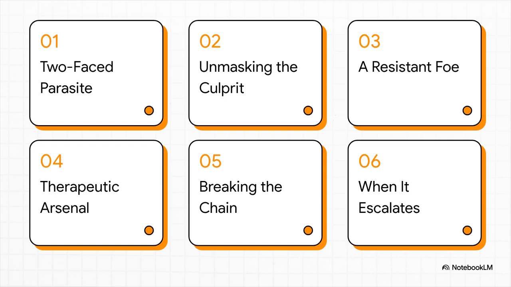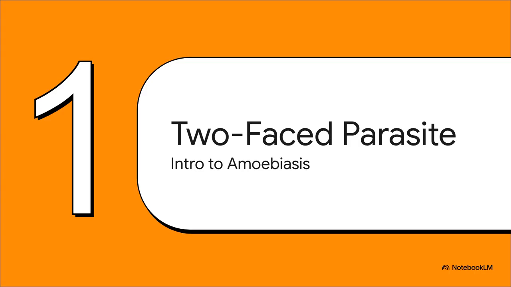We'll start with what I like to call the two-faced nature of this parasite. Then we'll look at how we unmask the culprit with diagnostics. After that, we'll explore why it's such a uniquely resistant foe, what's in our therapeutic arsenal, how to break the chain of infection, and finally, what happens when the infection really escalates. All right, let's jump into our first section.